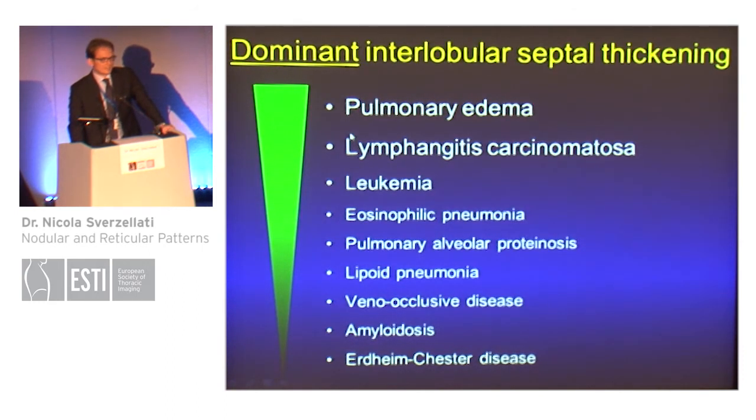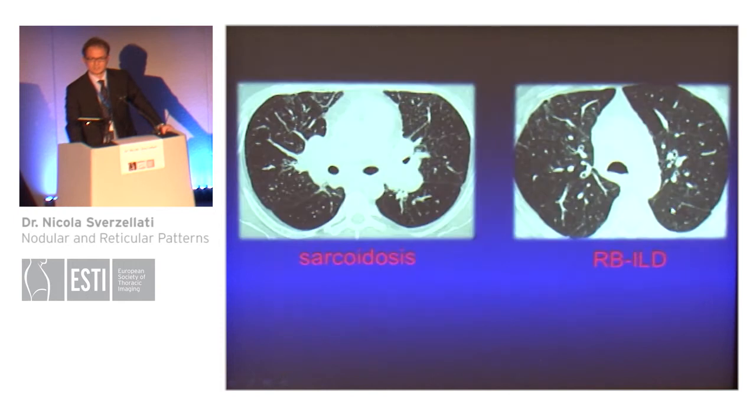So these are the most common conditions associated with the dominant interlobular septal thickening: pulmonary edema, lymphangitis, but also leukemic infiltration, eosinophilic pneumonia, pulmonary alveolar proteinosis with the so-called crazy paving pattern, lipoid pneumonia, veno-occlusive disease, amyloid, and of course, less frequently, quite rare diseases, Erdheim-Chester disease, but also Niemann-Pick disease. There are other diseases, but these are the most common conditions.